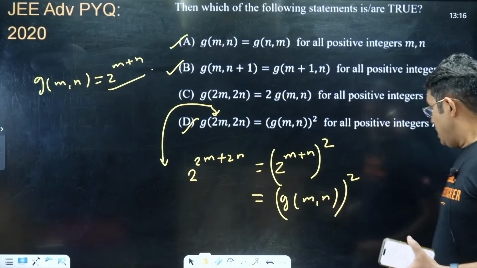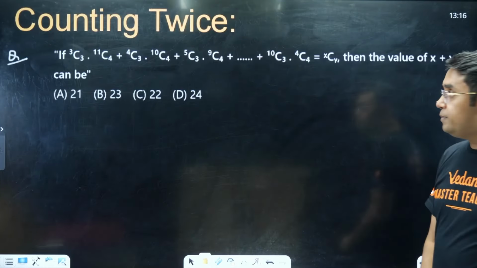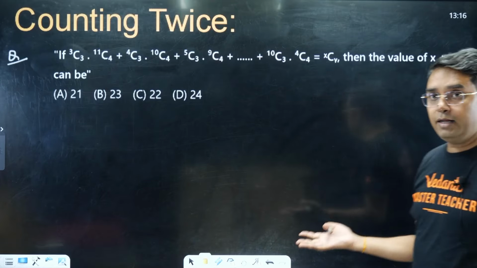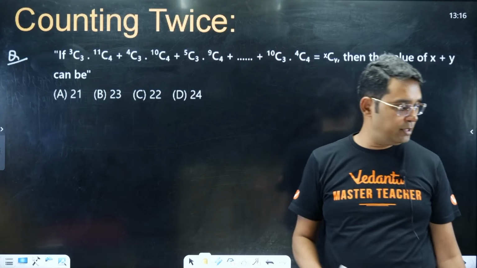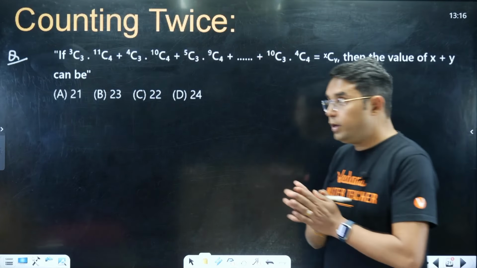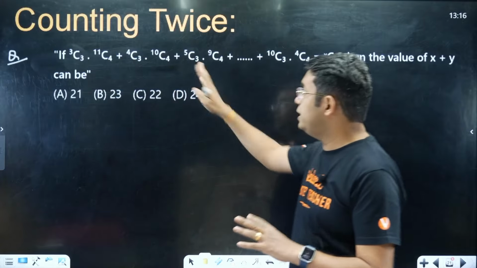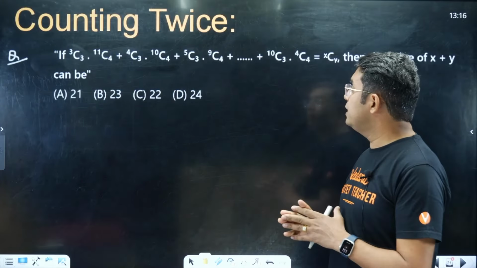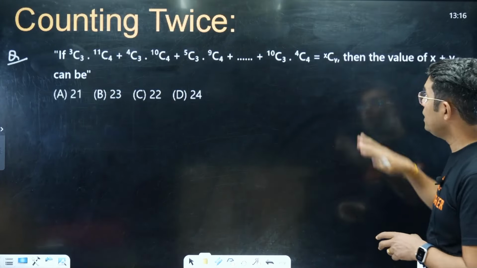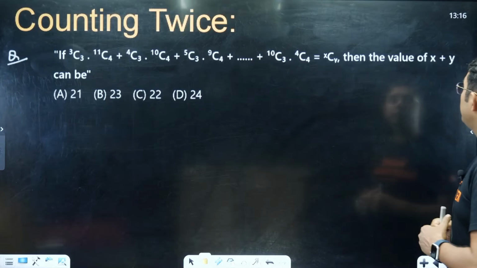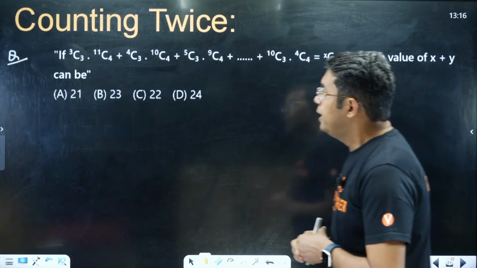Okay, now I have taken one more question. In fact, after that there is one more question, so total 2 questions in the session now. Here you can see 3C0 11C4, 4C3 10C4, 5C3 9C4 and so on, and this is given as x, c, y. Then we have to find x plus y.